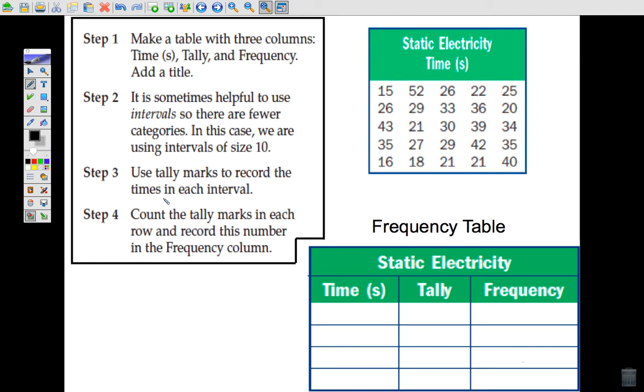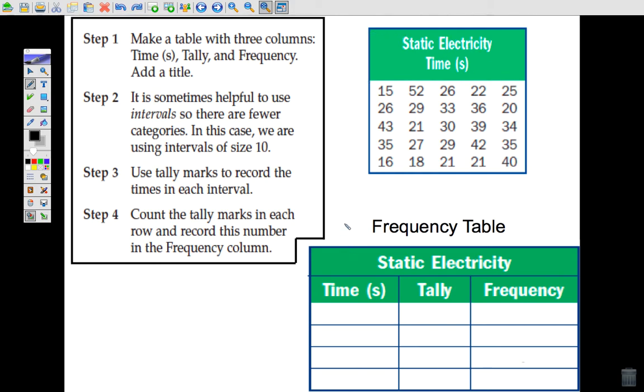Use tally marks to record the times in each interval. So tally marks are where you go 1, 2, 3, 4, and the 5th one counts as 5 and you move on, okay? And then we count the tally marks in each row and record the number in the frequency column, okay? So when we present this information in a frequency table, it's just a little bit easier to look at, and I can answer questions more quickly and efficiently than I can in its kind of raw form here, okay?